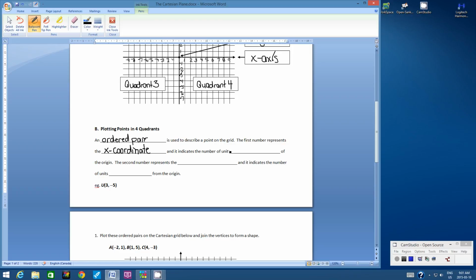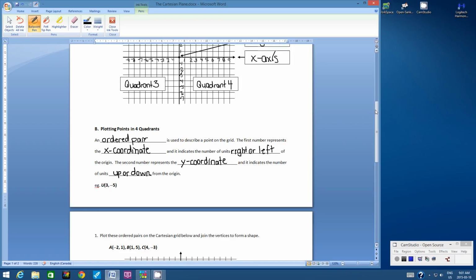And it indicates the number of units right or left of the origin. The second number, -5, represents the y-coordinate. And it indicates the number of units up or down from the origin.